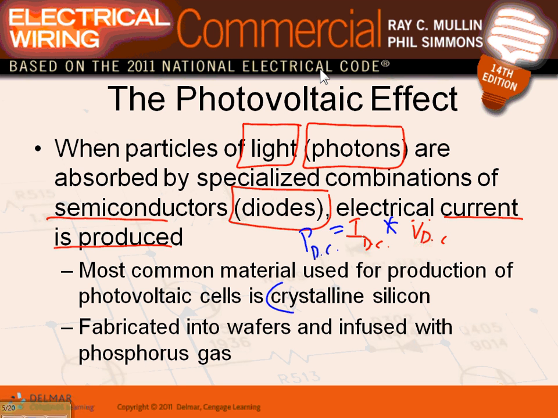Here's the material that they use commonly. Everything is silicon, guys, semiconductors fabricated into wafers and infused with phosphorus gases. So they put these materials together so they can generate current. What's the key point? Photons hitting this specially designed material convert into a current with a voltage. Multiply the current by the voltage, what do you get? Power. Any question, guys, about the generation of the photovoltaic? How does the photovoltaic work?